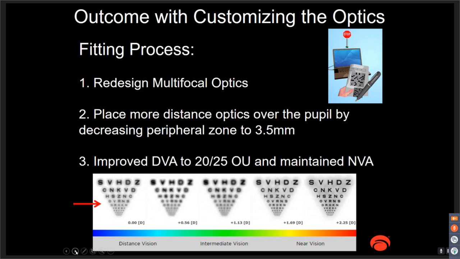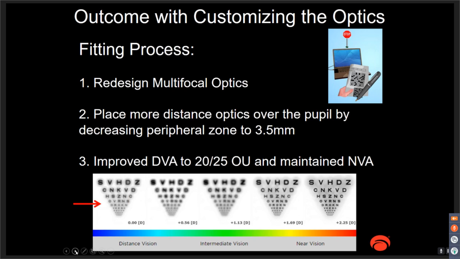So what about redesigning the optic with a custom lens? You're going to place more distance optics over the pupil by decreasing the peripheral zone. So you've got three areas to steal area from, and in this case, we're going to take it away from the peripheral zone. And it improved the vision, as you can see on this left-hand side where the arrow is. It increased it from 20/50 to 20/25.